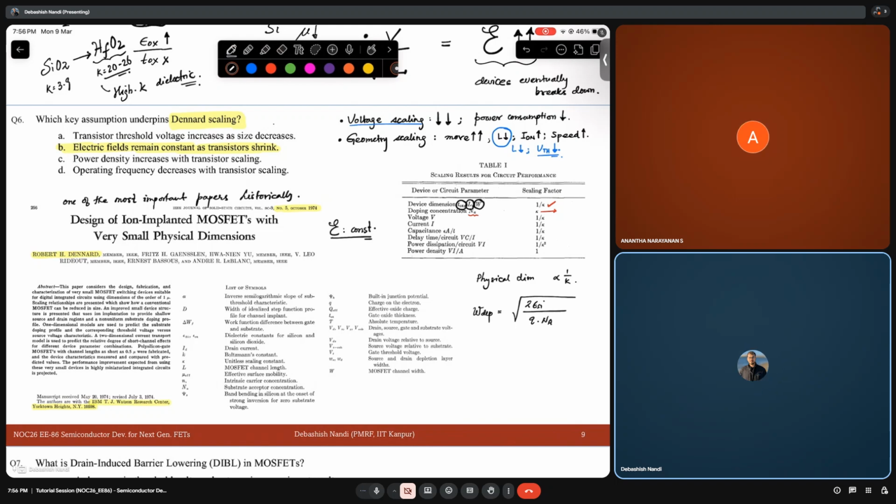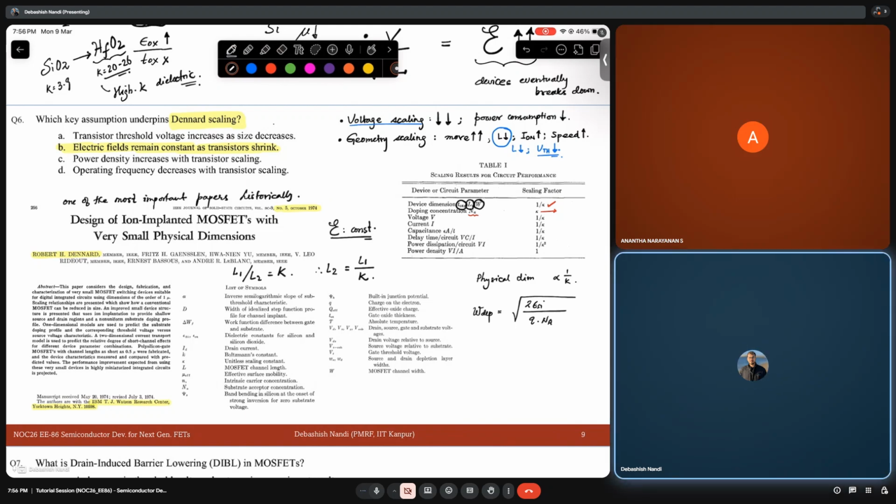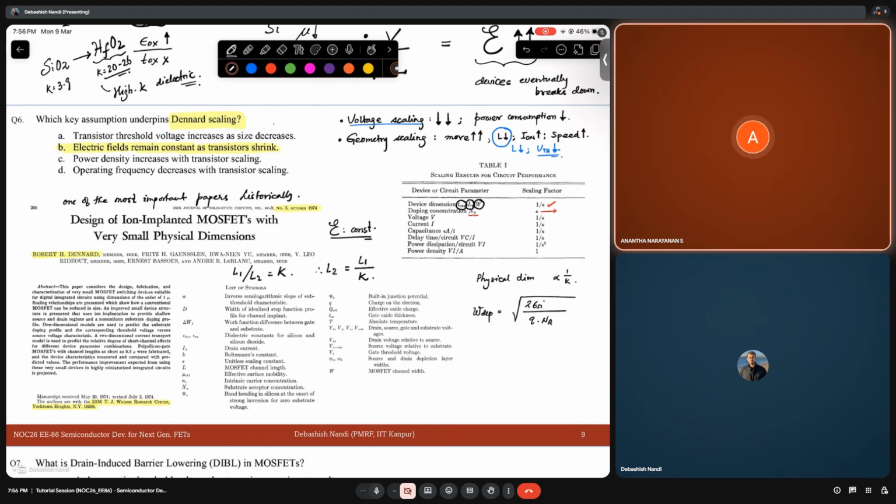Let's say L1 by L2 is K. So basically L2, the generation 2 length, is lowered by a factor K. Sir, but isn't K the dielectric constant or just a scaling factor? So your name is Ananta, right? There can be multiple Anantas as well. It is the same thing. K is just a constant, a scaling factor. It's not the other one. Okay, understood.